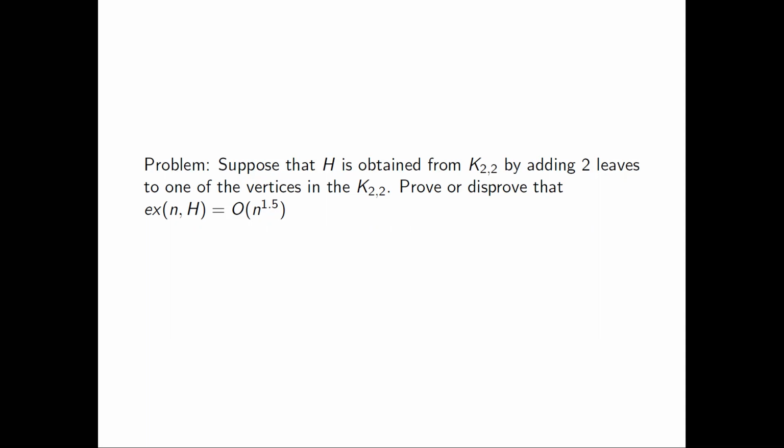So if you suppose that H is obtained from K sub 2,2 by adding 2 leaves to one of the vertices, prove or disprove that the Turan extremal function of n comma H is big O of n to the 1.5. And this is the same order as the upper bound that we proved on the Turan extremal function of n comma K sub 2,2. So the goal is to prove or disprove that adding those 2 extra leaves does not change the upper bound that we got on the Turan extremal function, except by, at most, a constant factor.